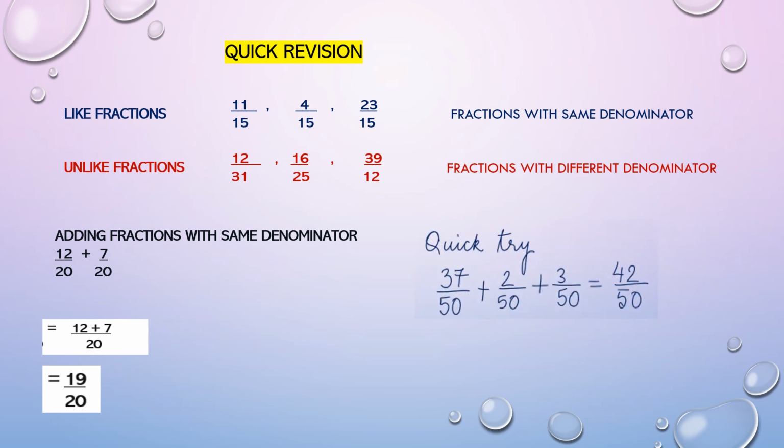Let us have one more example. Now you see that the denominator of the 3 fractions was written as 50. So I added only the numerators, that is 37 plus 2, 39, plus 3, 42. Another example. So you got it: like fractions are the fractions with the same denominator. While adding fractions with the same denominator, we only add the numerators.